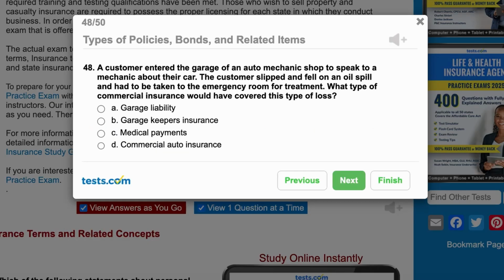Question 48. A customer entered the garage of an auto mechanic shop to speak to a mechanic about their car. The customer slipped and fell on an oil spill and had to be taken to the emergency room for treatment. What type of commercial insurance would have covered this type of loss? A. Garage liability. B. Garage keeper's insurance. C. Medical payments. D. Commercial auto insurance.